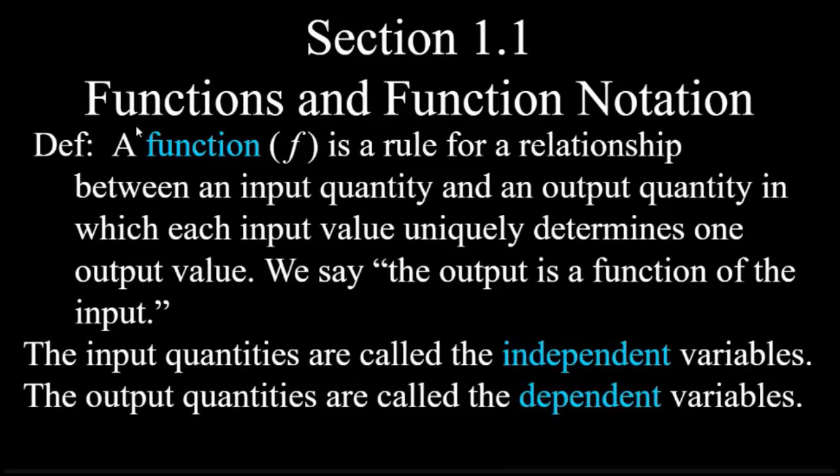The input quantities are called the independent variables. And again, usually we call that x, but it really could be anything. If we're dealing with a word problem, we might use different letters instead of x and y. The output quantities are called the dependent variables. And the reason for that is the input quantities you get to choose, so they're independent. You just pick whatever you want, like an independent person, they just do whatever they want, right? The output quantities are the ones that are dependent on the input.